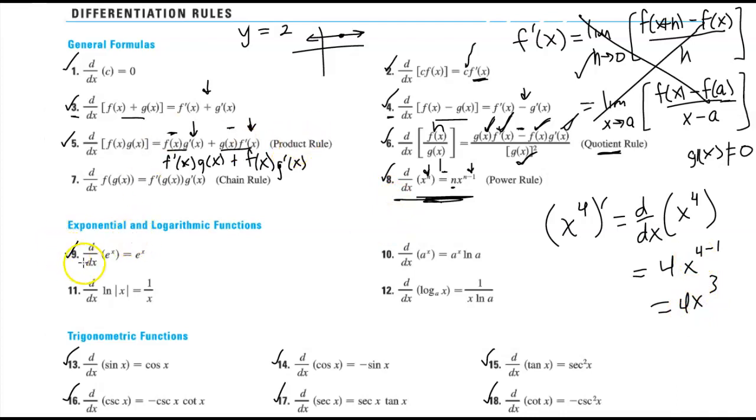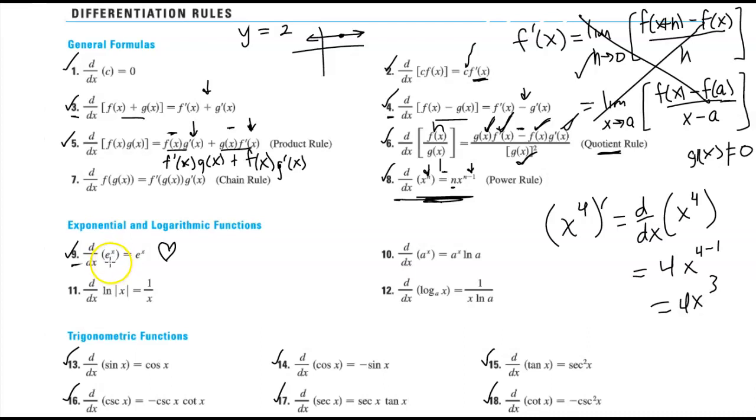All right, so rule number 9, the derivative of e to the x is just e to the x. And this is my favorite one because I don't have to remember anything, okay? The derivative of e to the x is just e to the x. And so this is one of the reasons why when we talk about exponential growth, exponential decay, compound interest, population growth, population decay, or anything that grows or decays exponentially, it is modeled by this function.